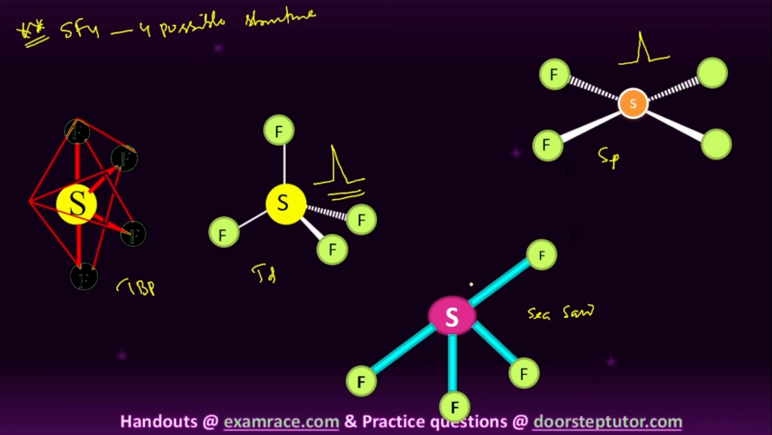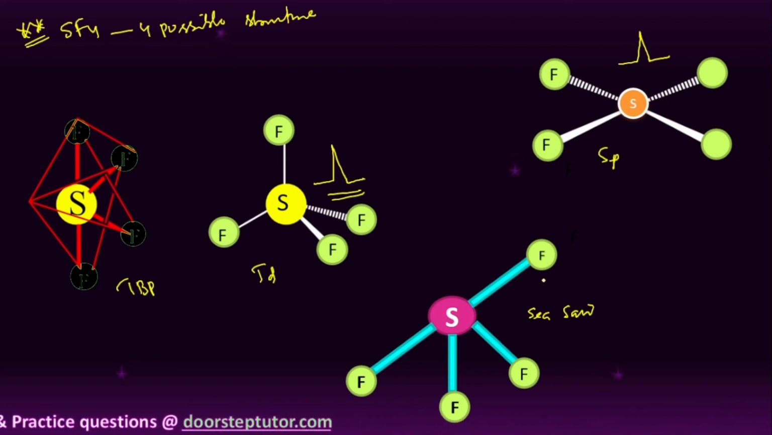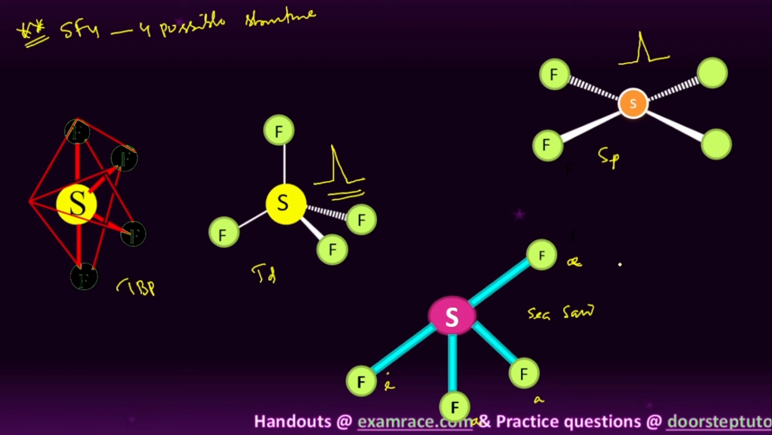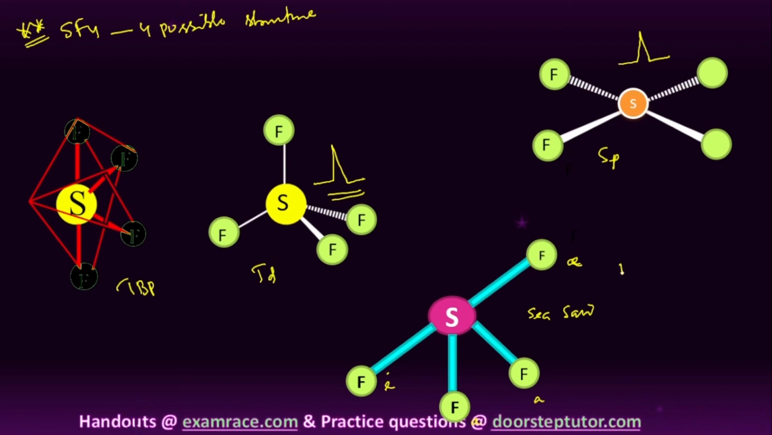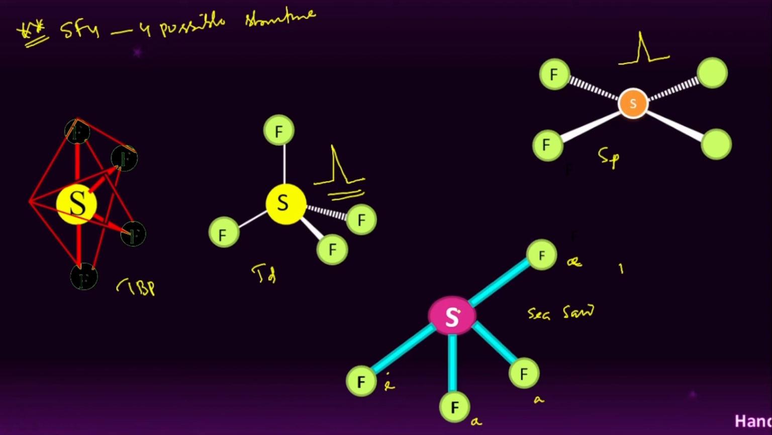Next, in the case of the SF4 molecule with the seesaw model, student, we have two types of fluorine atoms: axial and equatorial sets of fluorine atoms. We know very well, student, according to the n+1 formula, that sulfur is not NMR active. It is NMR inactive, therefore fluorine cannot couple with the sulfur atom.